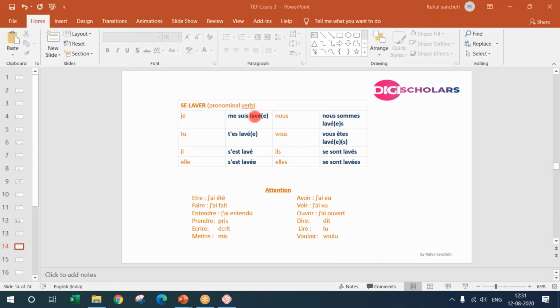Je me suis lavé: je is I, suis lavé is I had cleaned myself. And the second one is tu t'es lavé, that is you had cleaned yourself. This is te here, and es is the conjugation of the verb être.